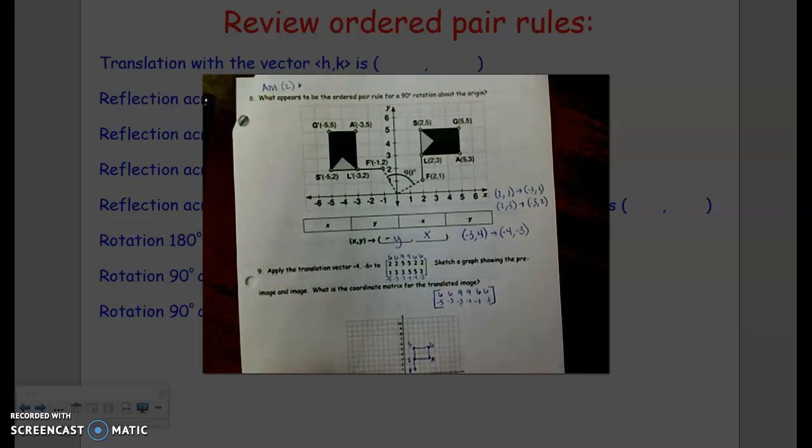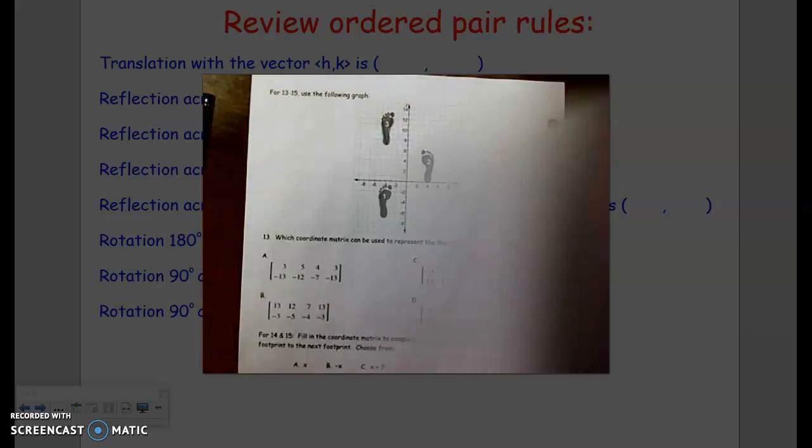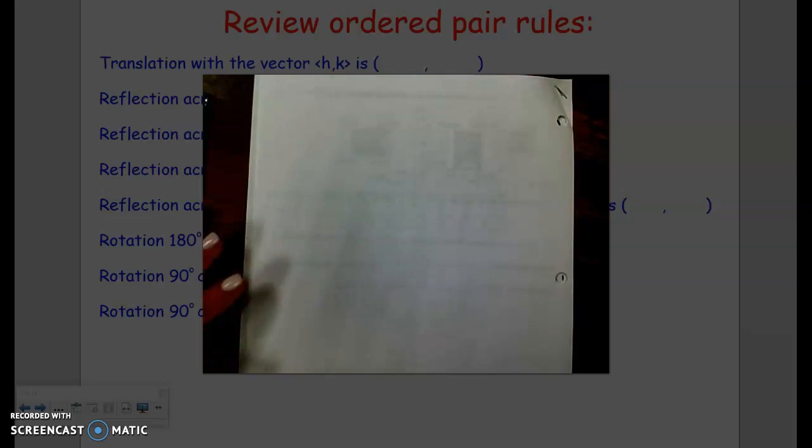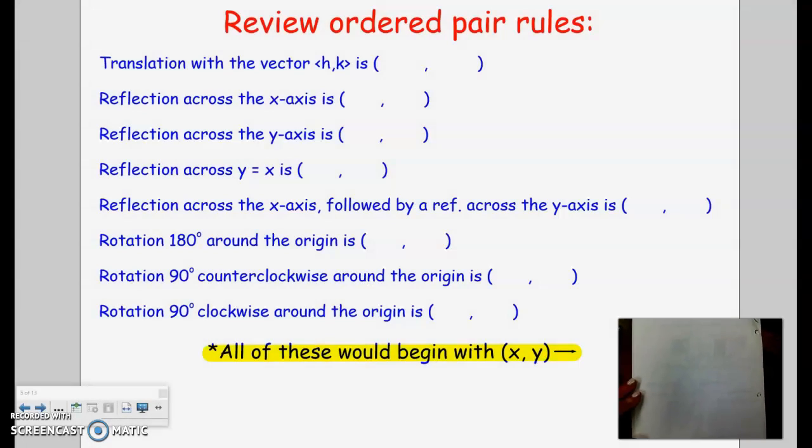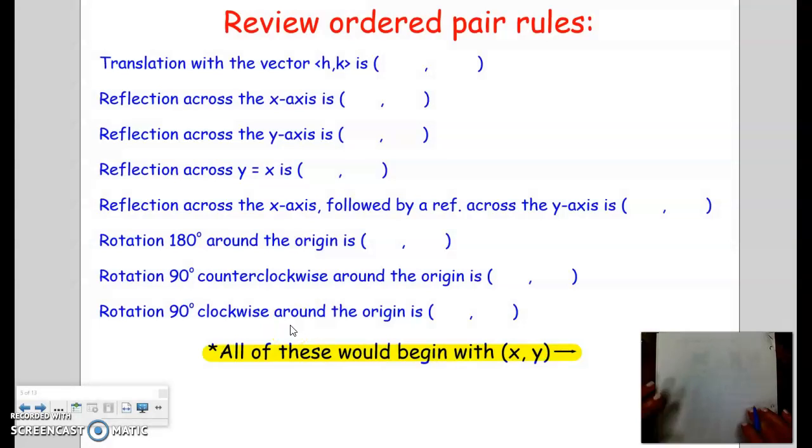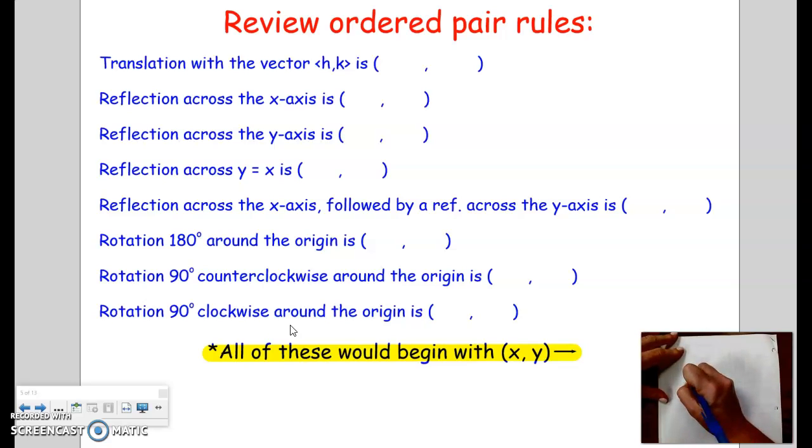All right, that is the end of your notes, but I want to do a little review for you. So if you'll turn to the back page where it's nice and blank, we are going to just review these different ordered pair rules. You need to really study these for your next test. So you can write these down and study these.